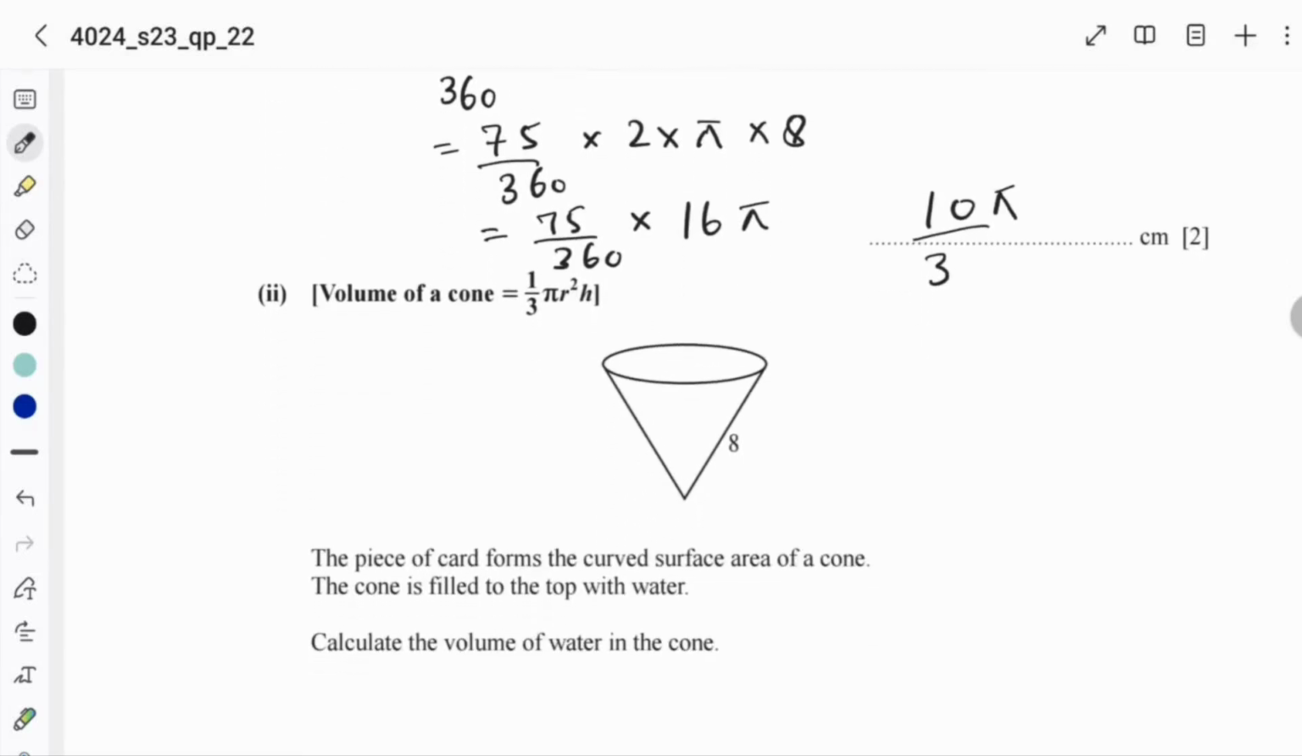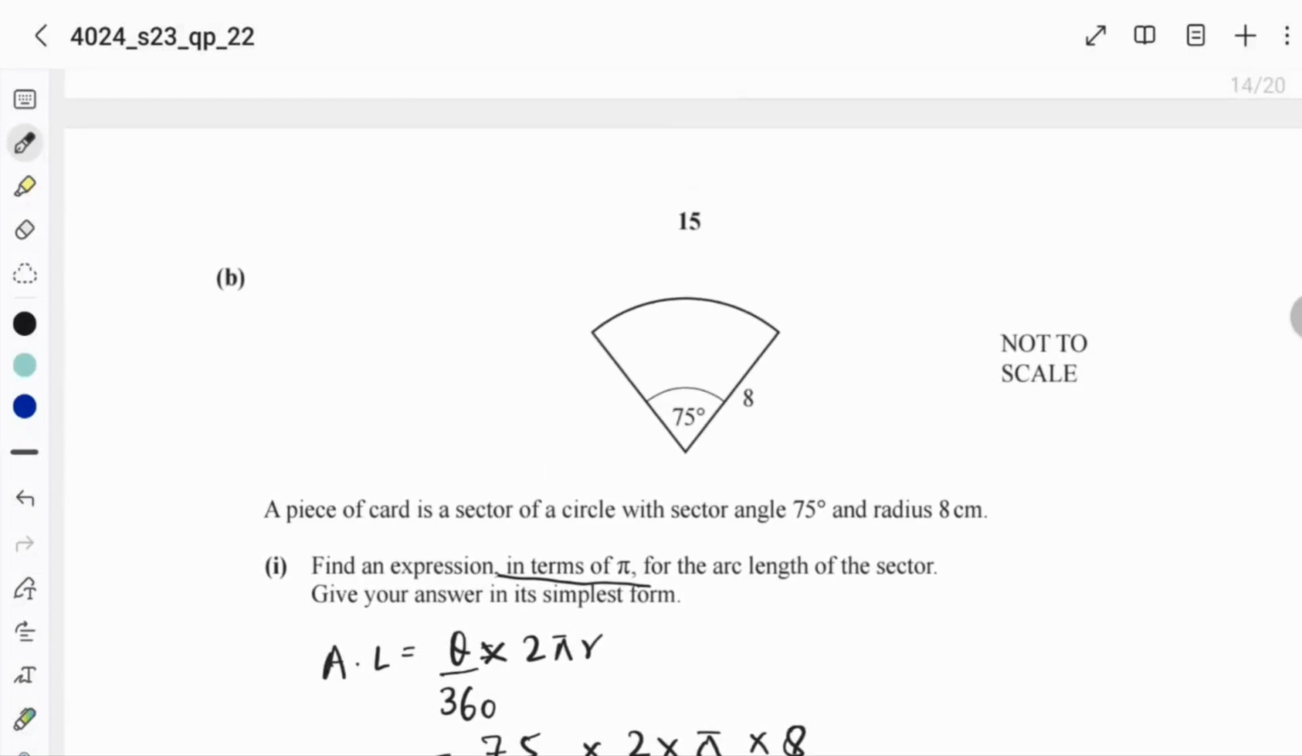Now the next part: the volume of the cone is 1 over 3 pi r square h. Previously it was a sector. The piece of card forms the curved surface area of a cone, and the cone is filled to the top with water. Calculate the volume of water in the cone. Volume is 1 over 3 pi r square h, but we don't have the radius and we don't have the height, so we'll take the help of the previous diagram. This was a sector, and this piece of card forms a cone.